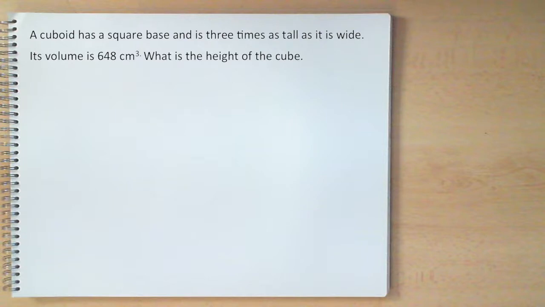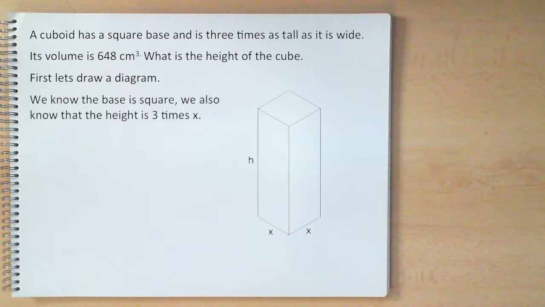The first thing to do with a question like this is to draw the diagram. It's a cuboid. It has a base that is square, and we're told that the height is 3 times the base. So the base of this cuboid is square, both sides are x, and the height is 3 times the base width, so that's 3 lots of x. So now we've got our diagram of our cuboid, and all of the sides are labelled.